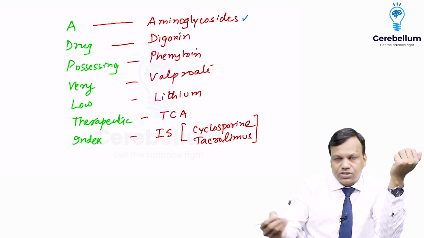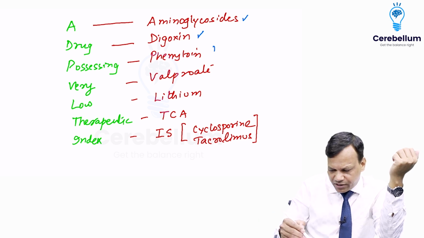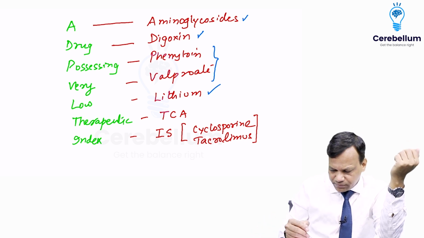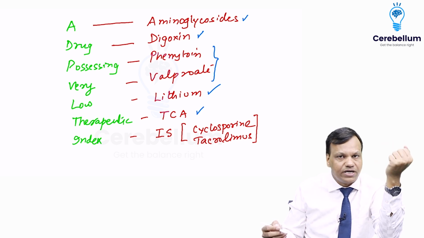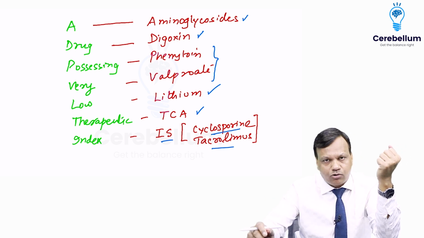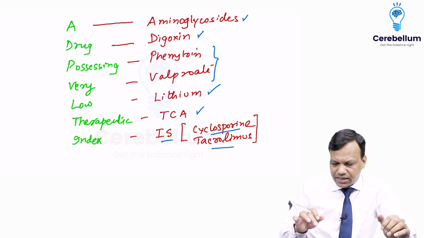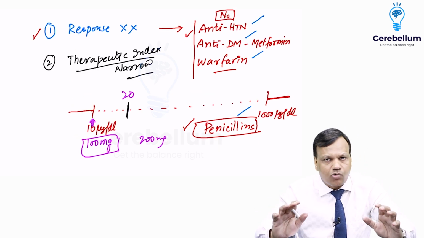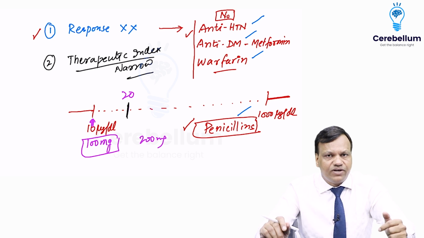So aminoglycosides, which are antibiotics, digoxin, which is used in congestive heart failure, phenytoin and valproate are anti-epileptic drugs, lithium used for bipolar disorder, tricyclic antidepressants like imipramine, they are used in depression, and immunosuppressants like cyclosporin and tacrolimus, they require therapeutic drug monitoring. But drugs like antihypertensives, antidiabetics, warfarin, penicillins, they do not require TDM. Okay? So this is the second criterion where we will do TDM.